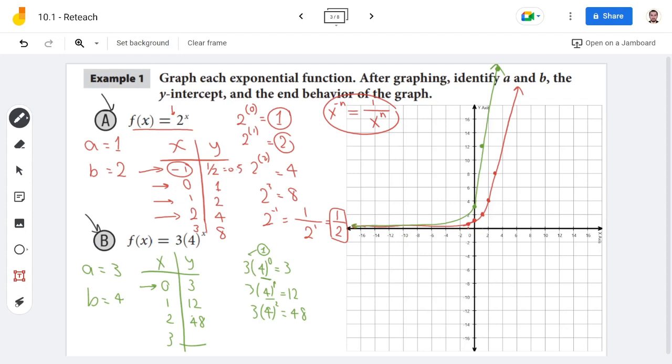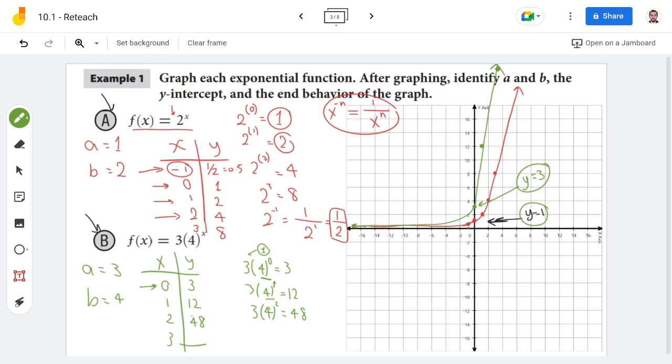And now if I ask you what's the y-intercept for the red one? So for the red one, y-intercept is y equals 1, right? As you can see here, y is equal to 1. Now if I ask you what is the intercept for the green one? The green one is y equals 3. So here y is equal to 3, and here y is equal to 1.